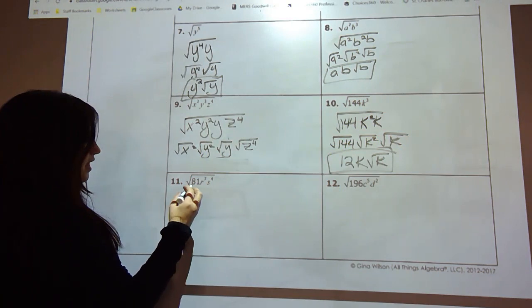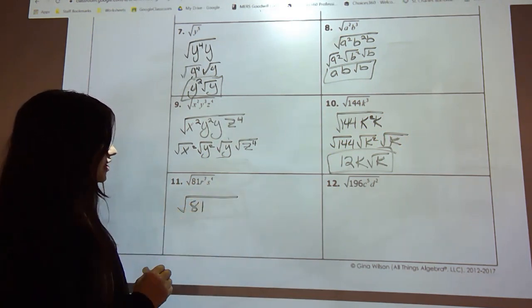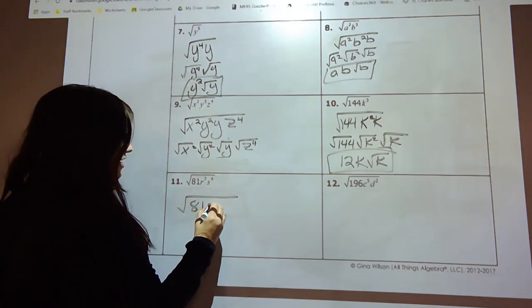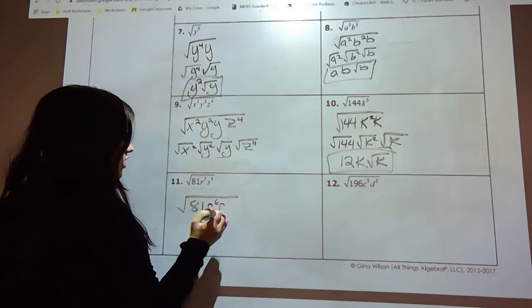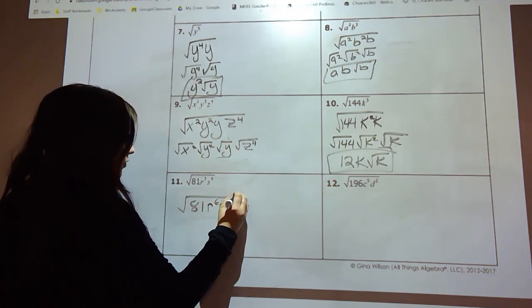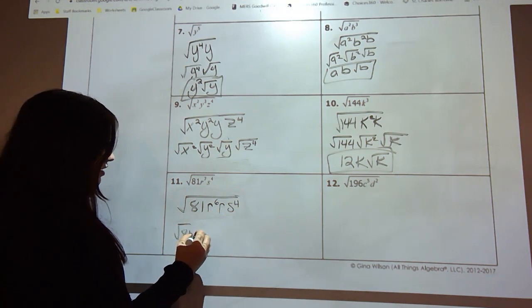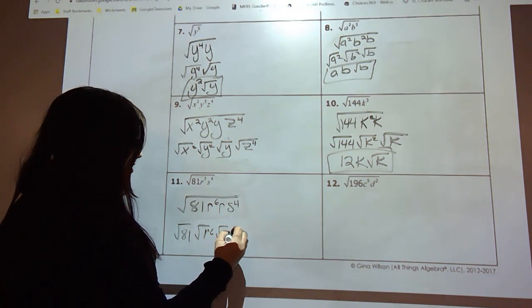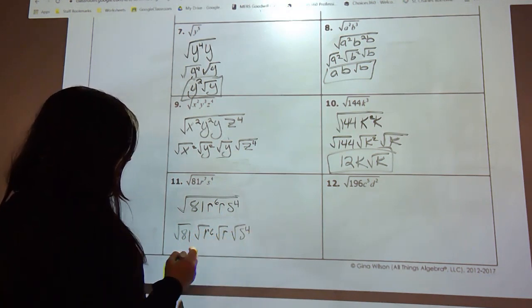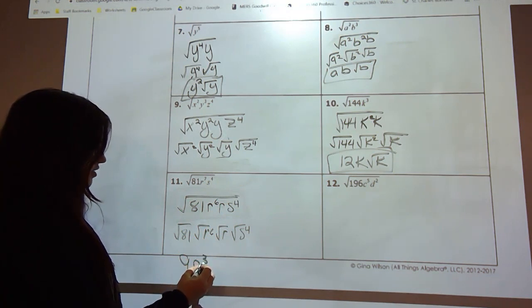Number 11, I'm going to first break apart anything that's not perfect. 81's perfect, so that's good. R to the 7th, that's not perfect because 7 is odd. So I'm going to say R to the 6th times R, and then S to the 4th, he's perfect, that's fine. So now I'm going to split it: square root of 81, square root of R to the 6th, square root of R, square root of S to the 4th. So the square root of 81 is 9, square root of R to the 6th is R to the 3rd.